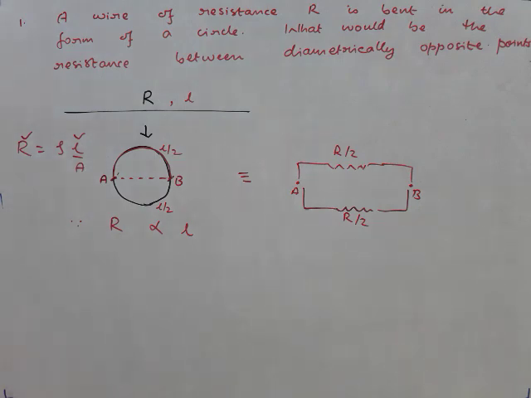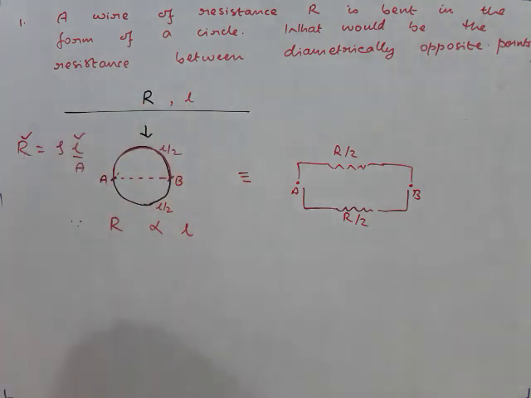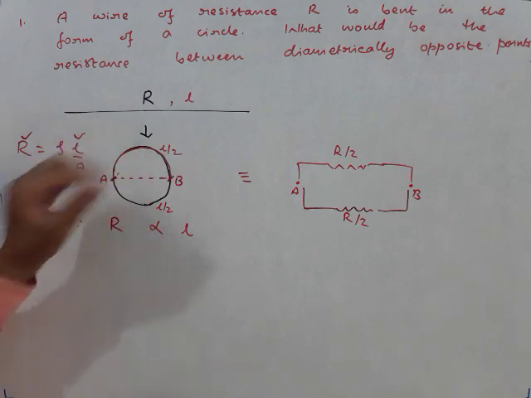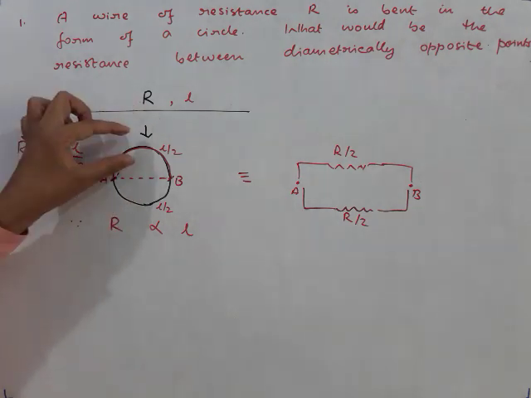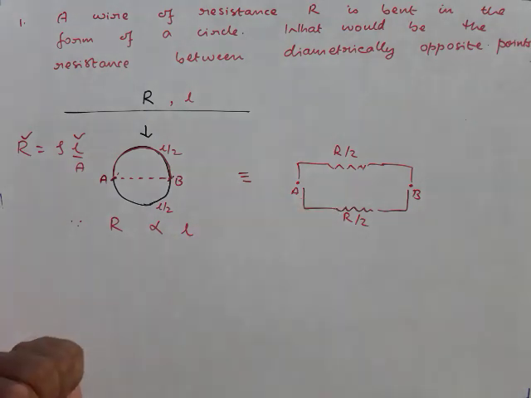Let me repeat again. There was a wire whose length was L, resistance was R. It has been bent in the form of a circle. We have taken a diameter. The diameter will divide the circle into 2 equal parts. Each one of them will have resistance half of the initial value. So this is R by 2, this is R by 2. I have drawn this circuit like this.